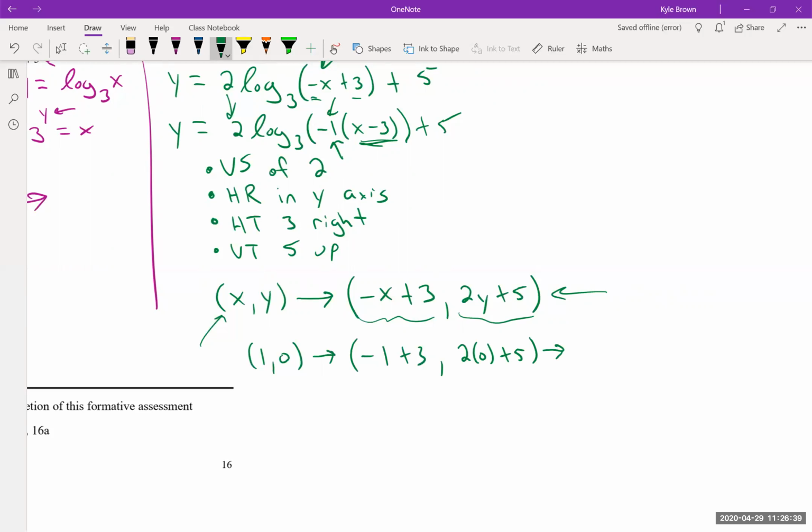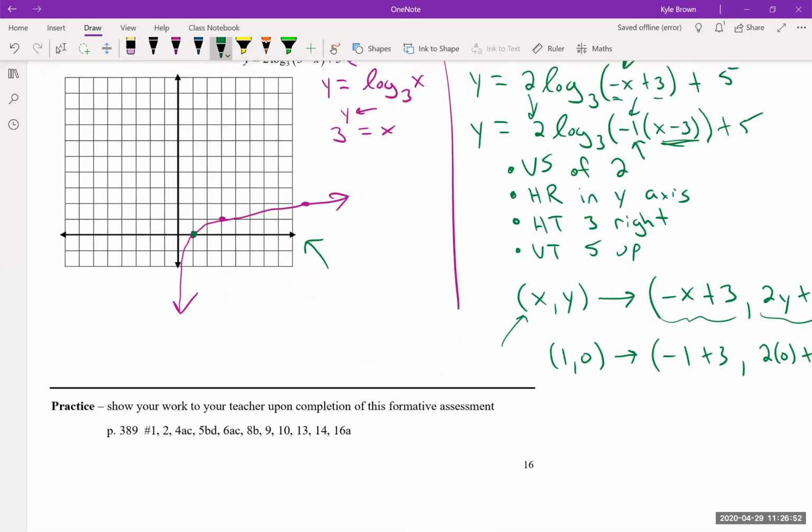Okay, so this point is going to end up at, just simplifying that, negative 1 plus 3 is 2. And then 2 times 0 is 0, and then 5, right? So that new point is going to be at 2, 5. So at 2, 1, 2, 3, 4, 5. So this point there is now up there, okay?